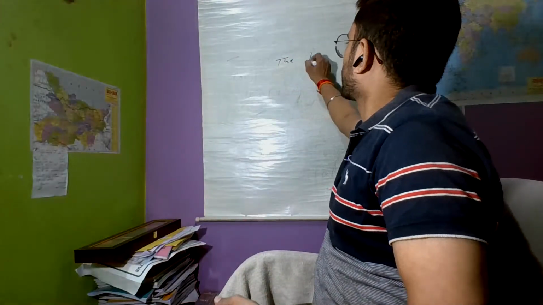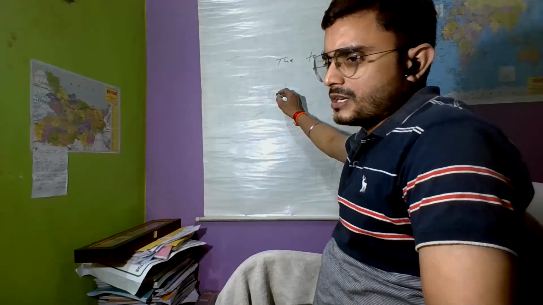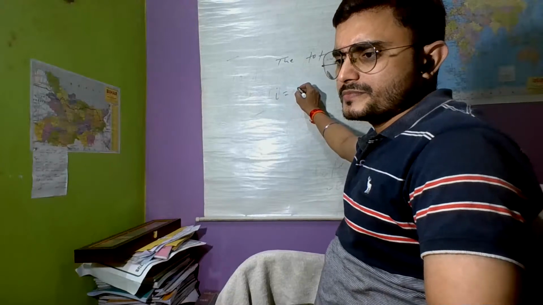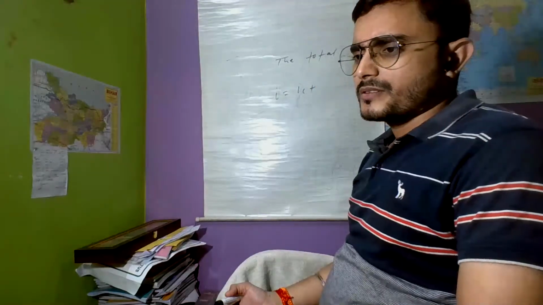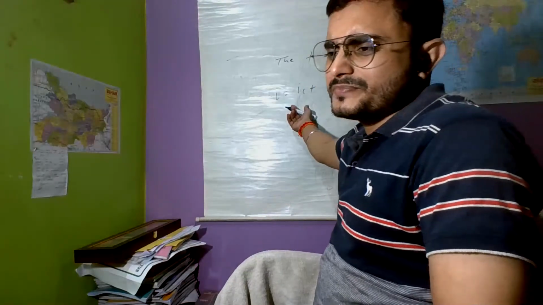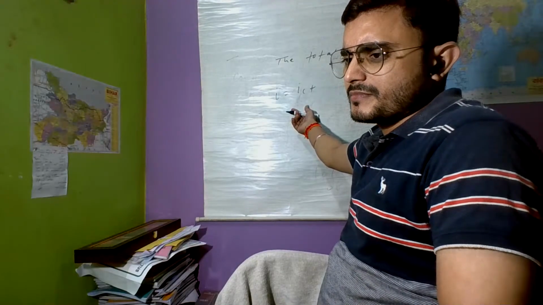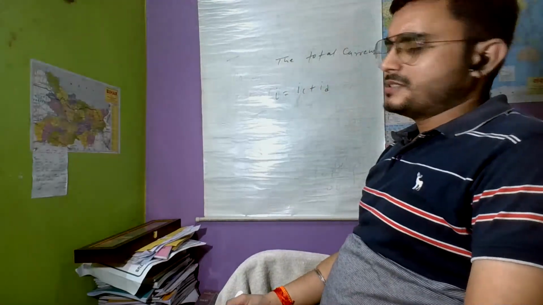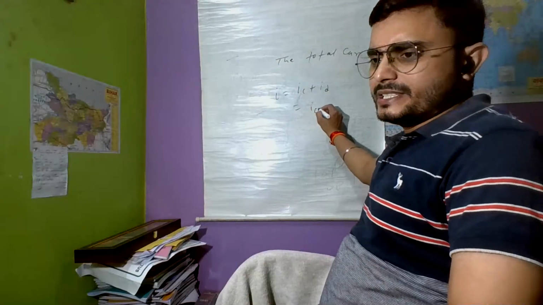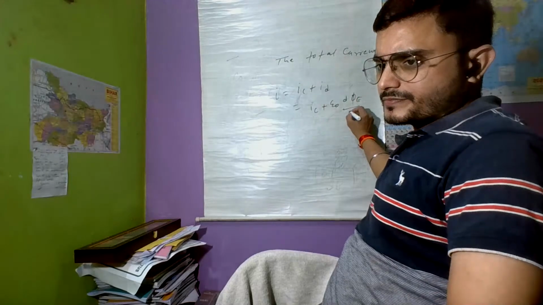More precisely, the total current I is the sum of the conduction current, denoted by IC, and the displacement current ID, that is equal to IC plus ID. Got it.